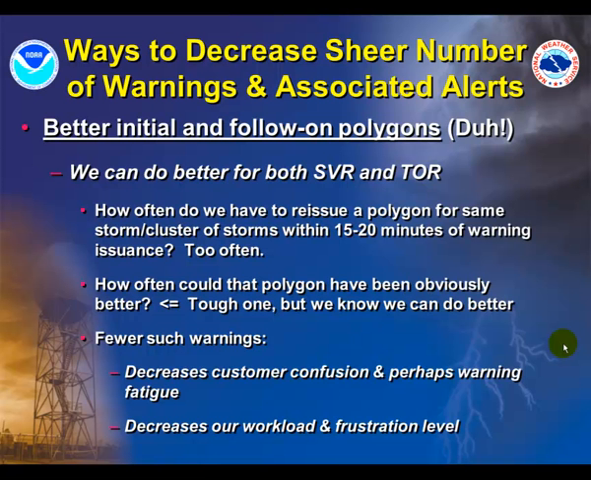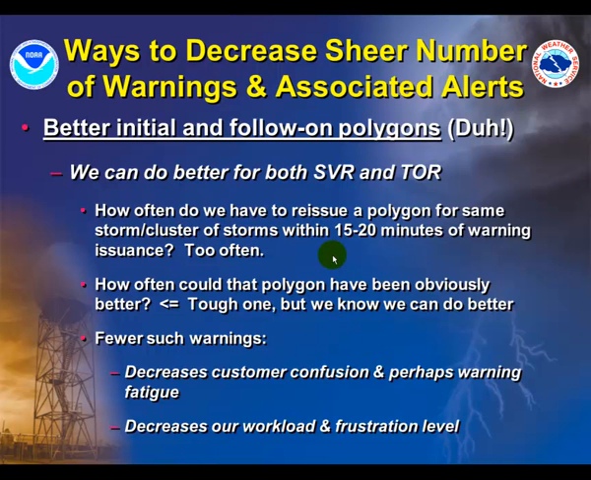How can we decrease the sheer number of warnings and associated alerts? One way we can do that is through better initial and follow-on polygons. And I say duh here because that should be obvious. We try to do the best we can, but I think we can do better. We can do better for both severes and tors. How often do we see someone having to reissue a polygon for the same storm or cluster of storms within 15 to 20 minutes of your warning issuance? Especially for severes, but how often does that occur? And the answer is too often.